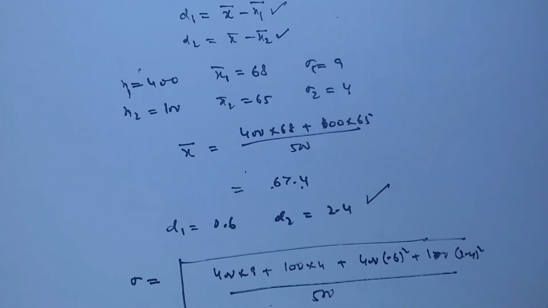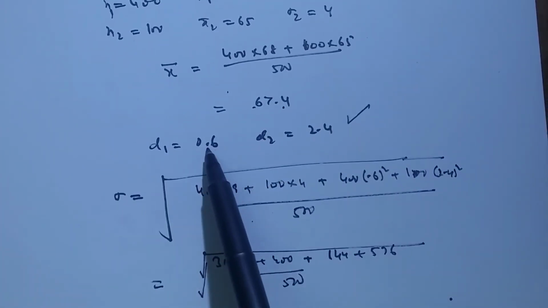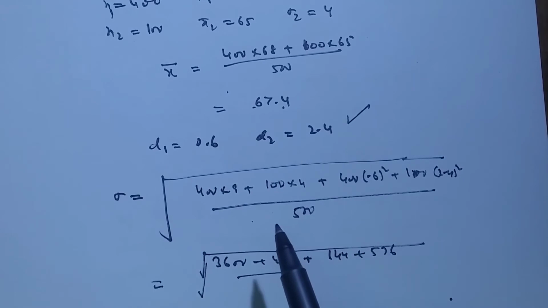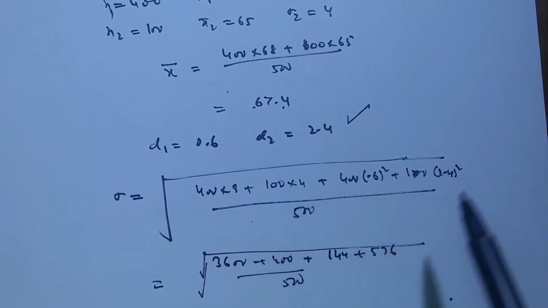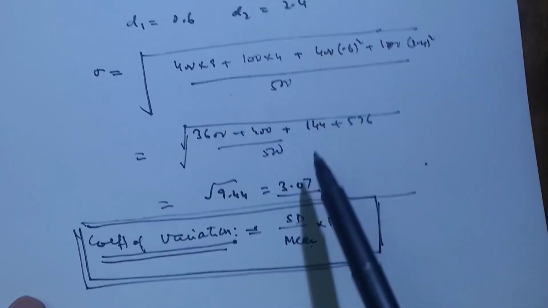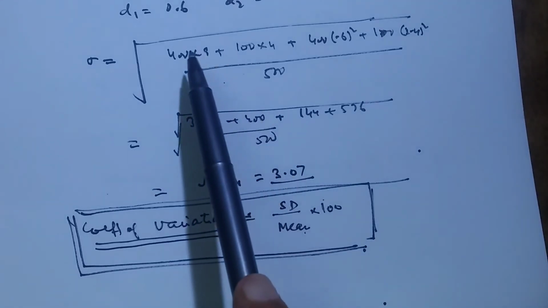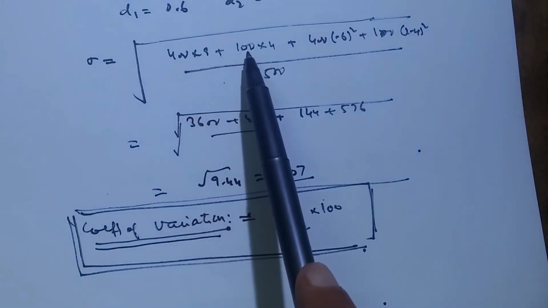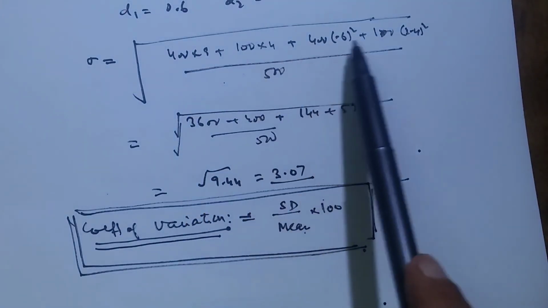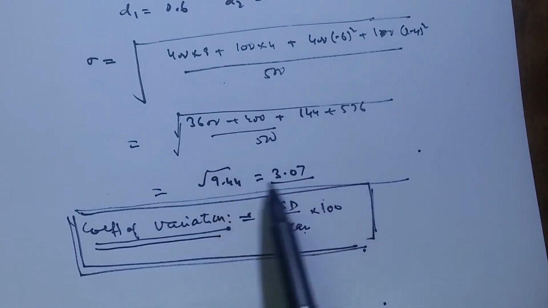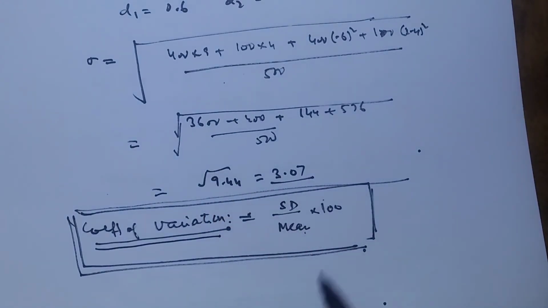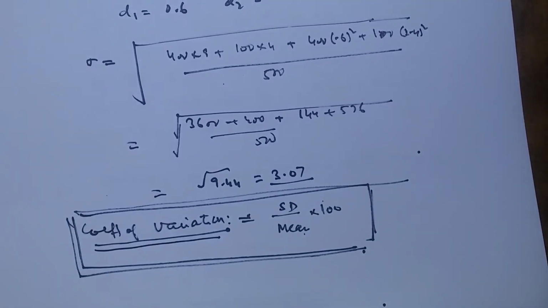Applying this formula here, I found d1, then d2. d1 is x bar minus x1 bar. I applied this one: n1 sigma1 square plus n2 sigma2 square plus this d1 square. I calculated and got the answer here. So we can apply this formula which I mentioned earlier.